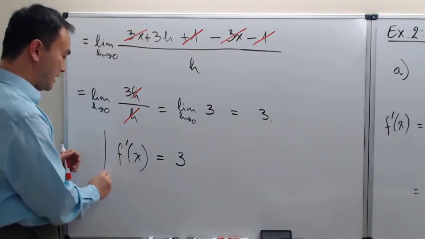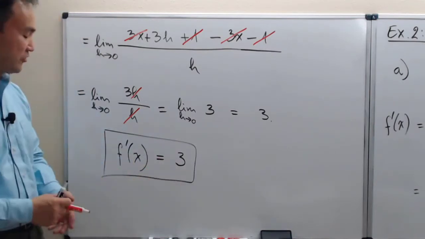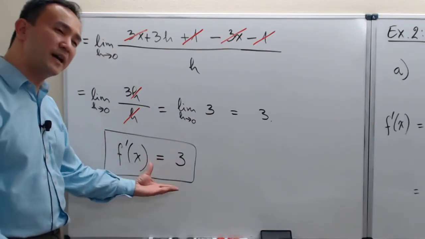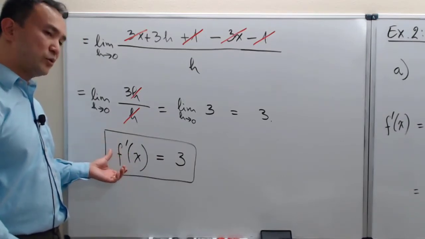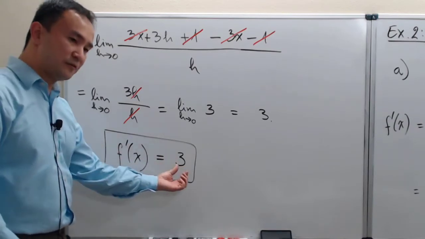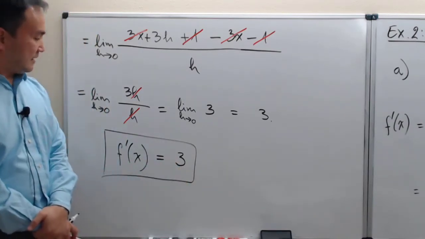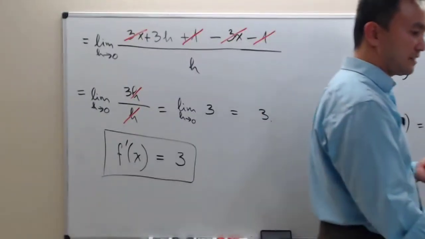It's a function of x, but there's no x involved in our final function here. So I just need to remind you of that. It turns out that our derivative for 3x plus 1 is a constant. So its derivative is a constant function, 3. Okay. All right. So let's look at part B of the example.